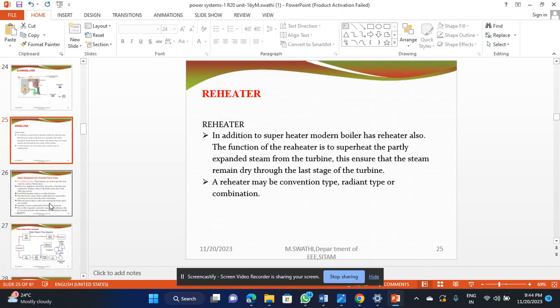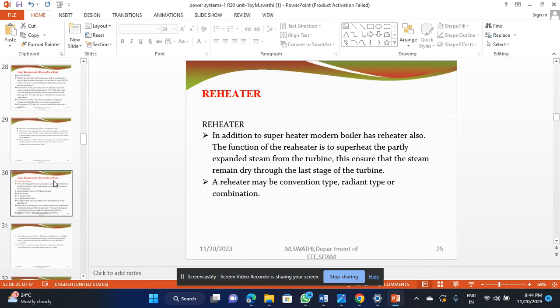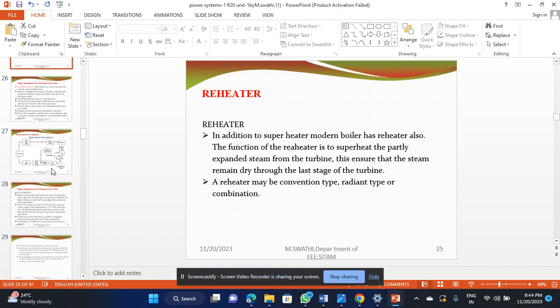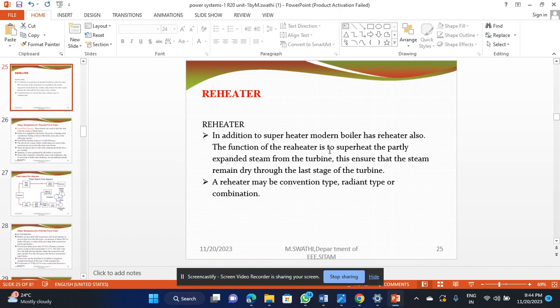One more thing is the reheater. In addition to the superheater, a modern boiler also has a reheater. The function of the reheater is to superheat the partly expanded steam from the turbine. This ensures that the steam remains dry through the last stage of the turbine. The reheater may also be convection type, radiation type, or a combination of both types.